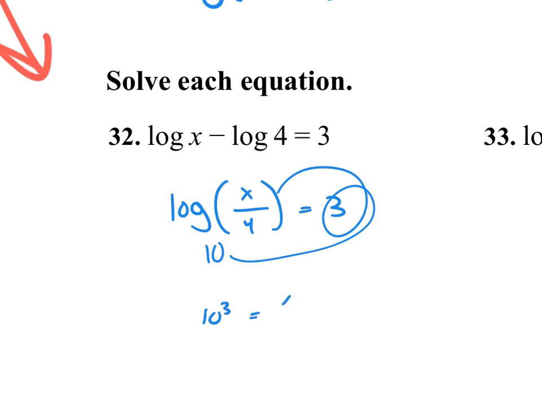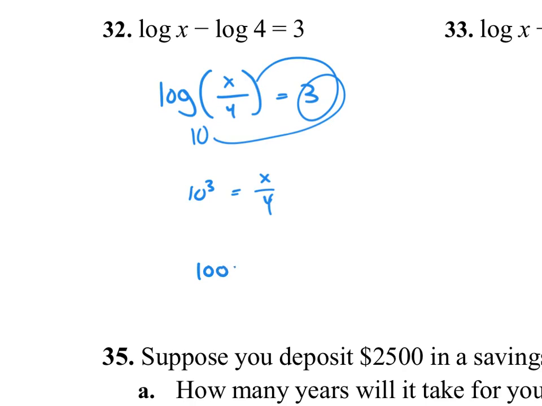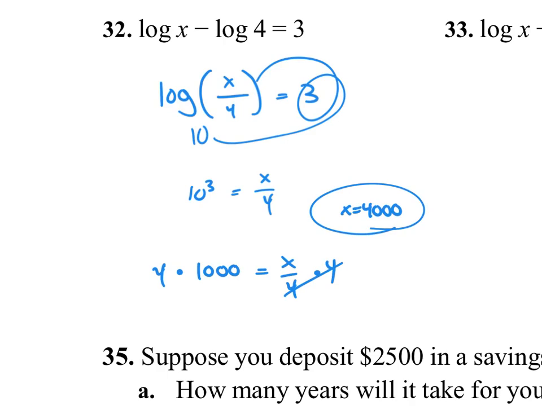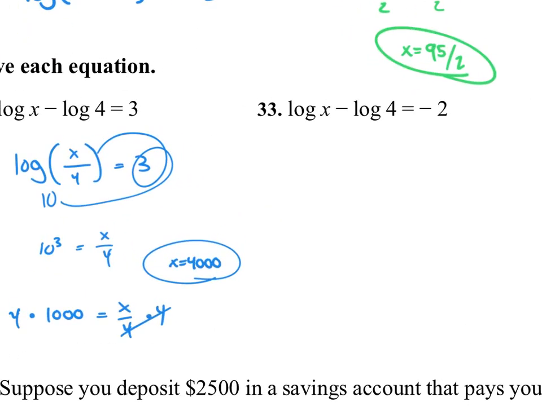So we have 10 cubed is equal to x over 4. So that would be 1,000. And when I multiply both sides by 4, we'll get that x is equal to 4,000. So it's the same concepts of above.